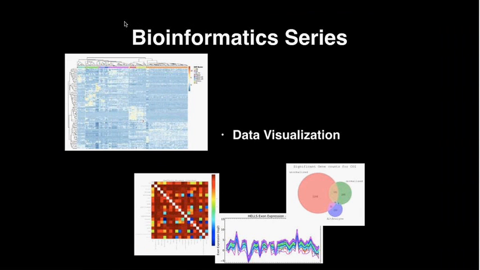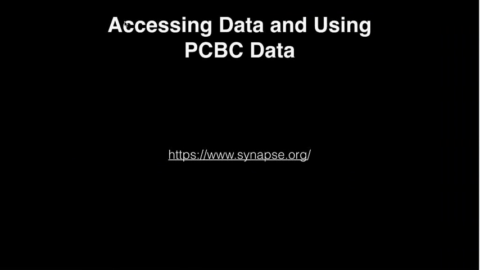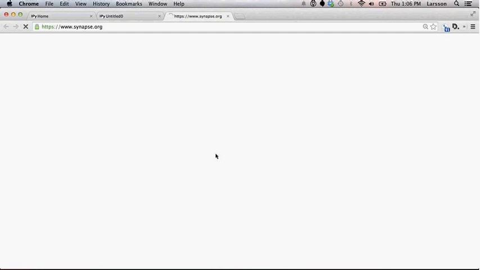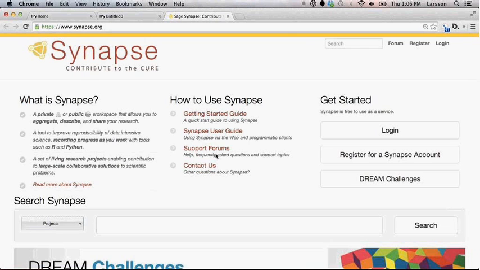But for this first one, we're going to talk about accessing data and how to explore it. To do that, we're going to move over to Synapse, which is the tool that we at Sage Bionetworks have developed for working collaboratively in consortia.